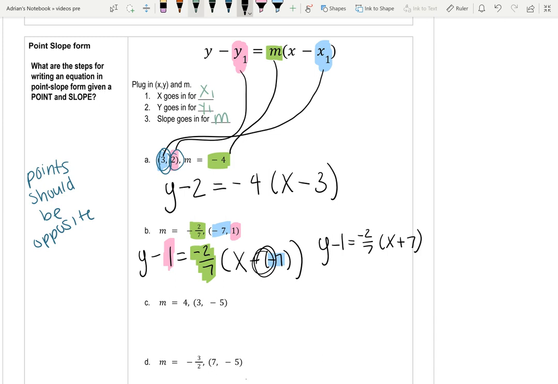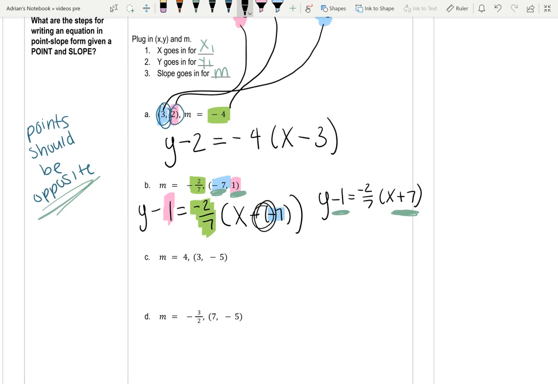So now you see what I mean when I said earlier about the points being opposite. This says x plus 7. Well, originally I had a -7. And then over here it says y minus 1. Well, over here it was a +1. So in your final answer, it should be opposite once you solve it down, once you make the double negatives positives.